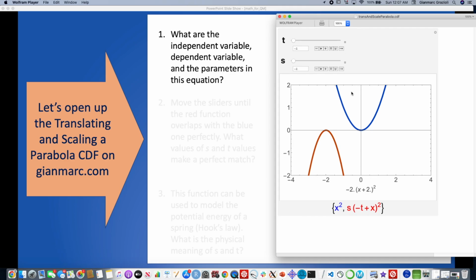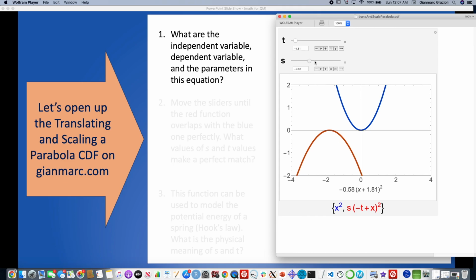So the plot actually shows two functions. One function here in blue is f of x equals x squared. So that's right here. And then the other one is s times (x minus t) squared. So I can move these things around, t and s.